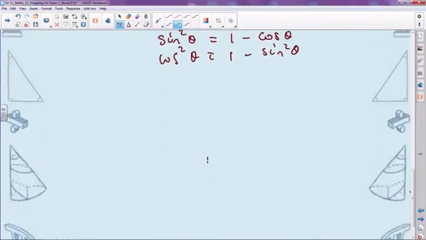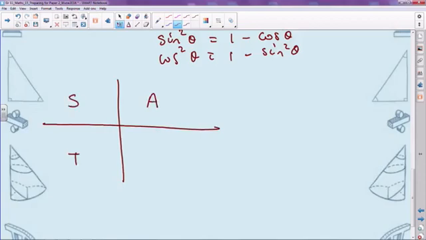And we didn't stop there. We've spoken about the CAST diagram, right? Now we said CAST diagram: all students take coffee. It is cold. You need to grab some coffee. Now what does that mean? All the trig ratios are positive in the first quadrant. Second quadrant, it's sine and its reciprocal.